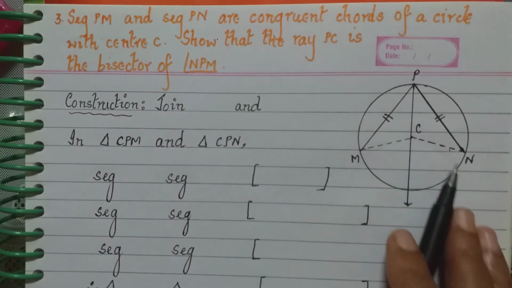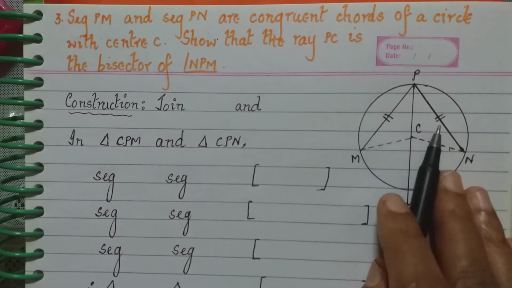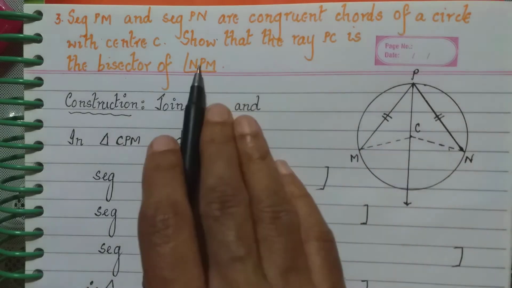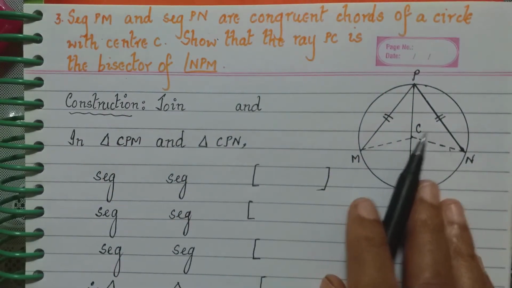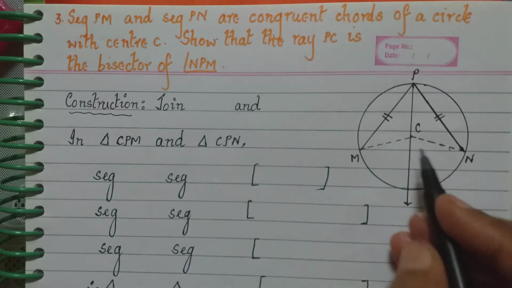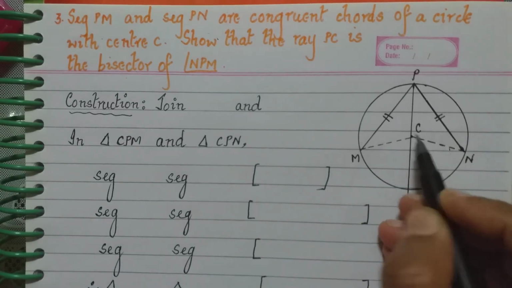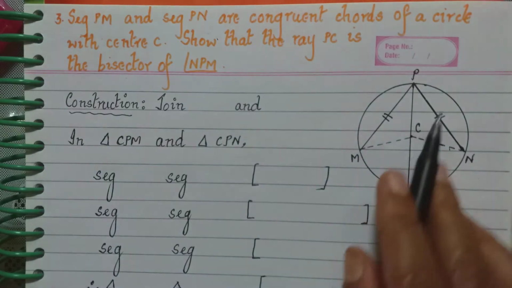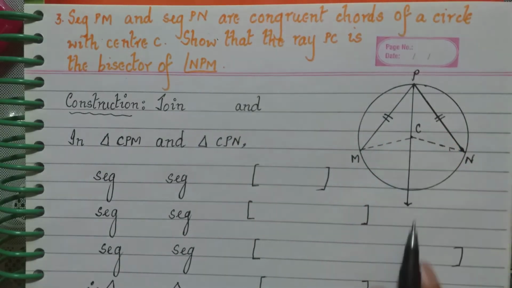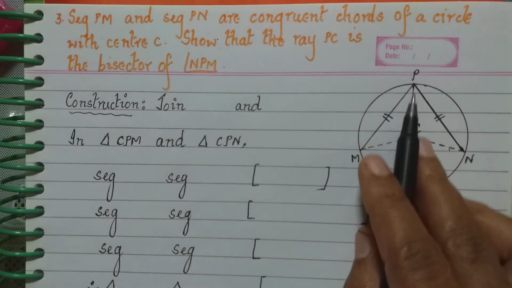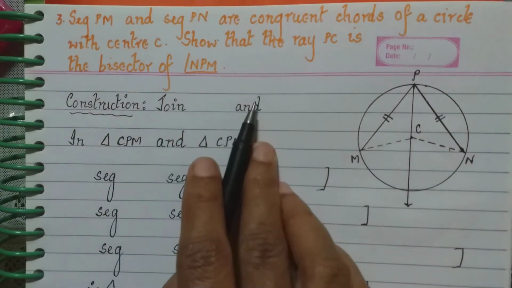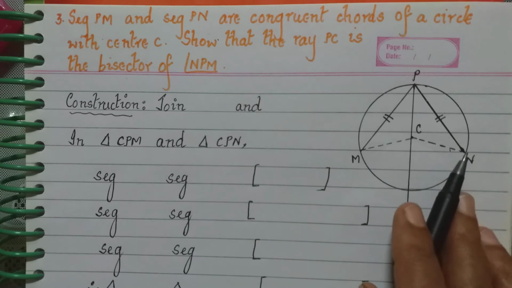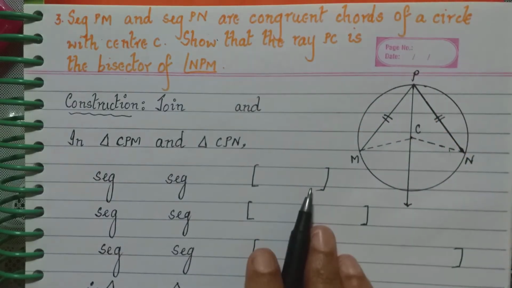Therefore, PM is equal to PN, and both are marked by double lines. They are saying that the circle has the center C, so I marked center C here. This is the center of the circle. Show that the ray PC, this is ray PC, passing through C, is the bisector of angle NPM.